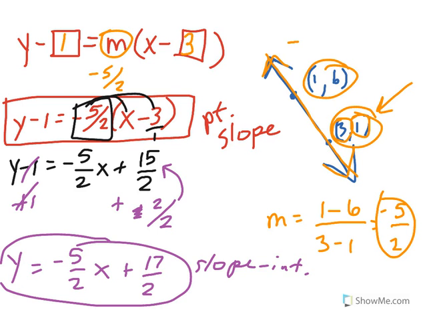So it all depends on what you're asked to do. Slope-intercept just means I got to do a little algebra to clean it up and move everything away to the other side so that y is by itself. Point-slope means I just leave it alone. That's writing an equation of a line.